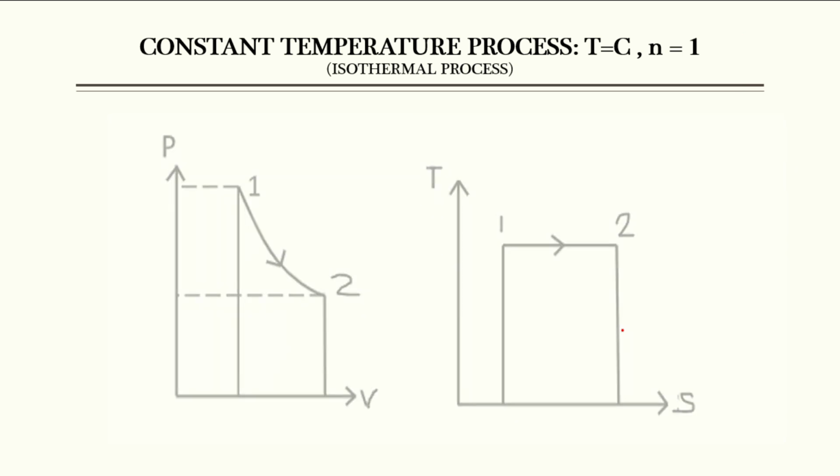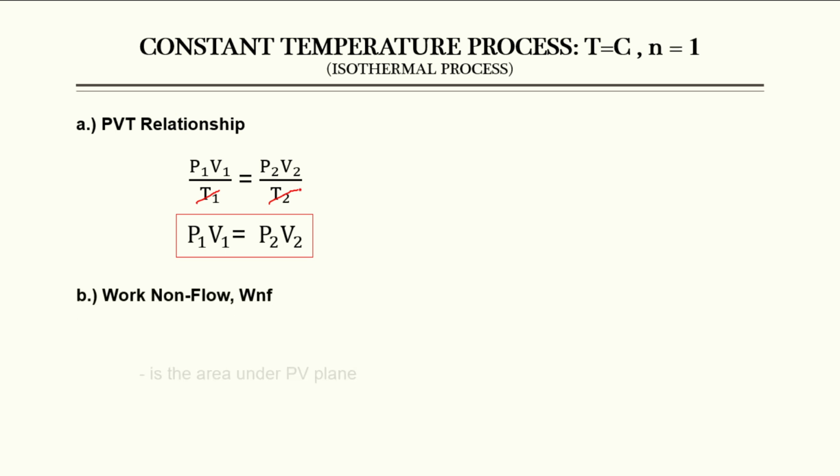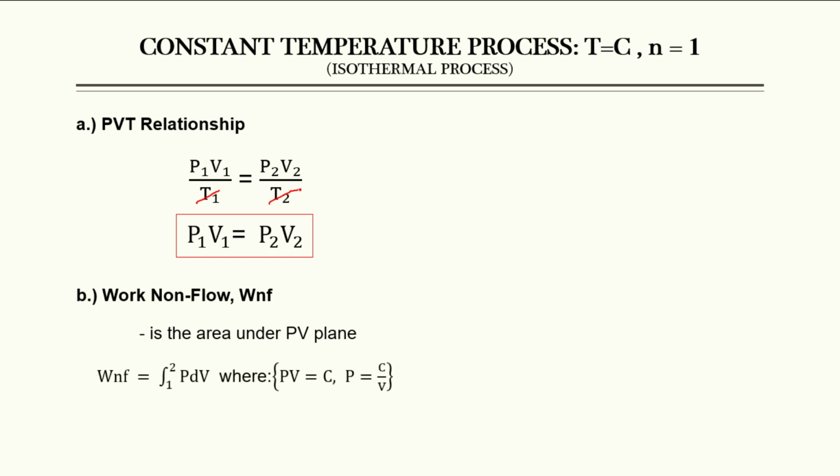Okay, derive na natin yung formula. For the formula, of course, una dyan yung PVT relationship. So, sa combined ideal gas law, since constant temperature, makakancel lang yung temperature. Therefore, P1V1 is equal to P2V2. Sa work non-flow naman, is the area under the PV plane, yung pinakita ko kanina sa PV diagram natin, which is equal to integral of PdV limits from 1 to 2. But since sabi ko nga PV is equal to C, pwede natin itong i-cross multiply, therefore P is equal to C over V. Okay?